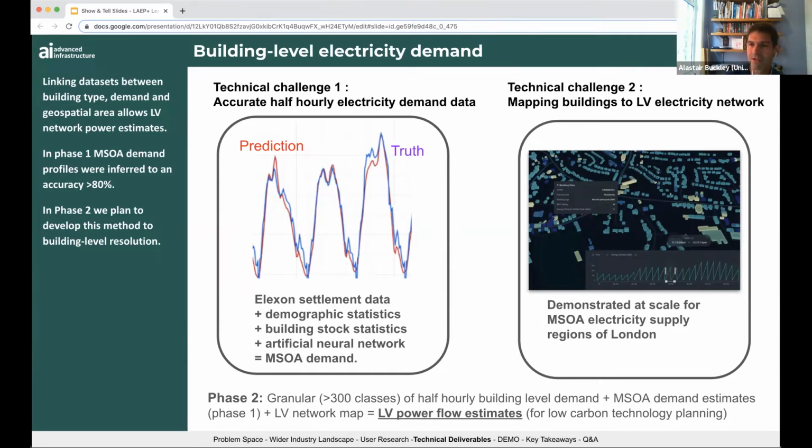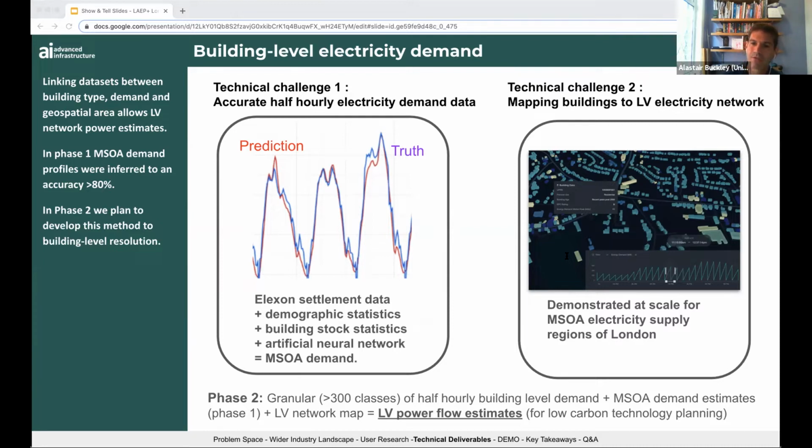We've also demonstrated the creation of electricity supply regions associated with each MSOA so that current and future electricity demand can be visualized. And we'll show a video of this in a minute or so. Our established MSOA mapping is already more granular than much of the state of the art, which typically concentrates on primary or bulk supply points.